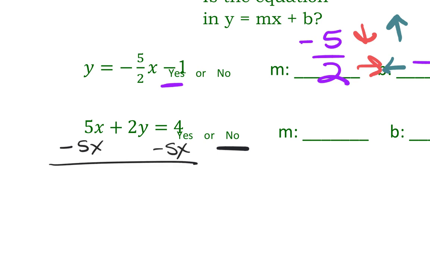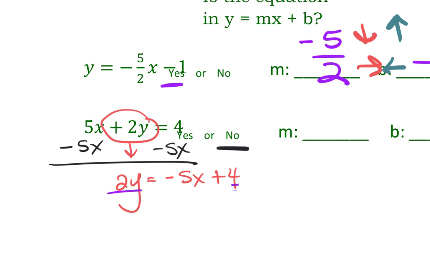All right, circle your y, everything around it, that comes down. All right, what do I write on the right side of the equal sign? The 4. I want to put 4 first. Negative 5x, and then plus 4. Good, and then divide everything by 2.